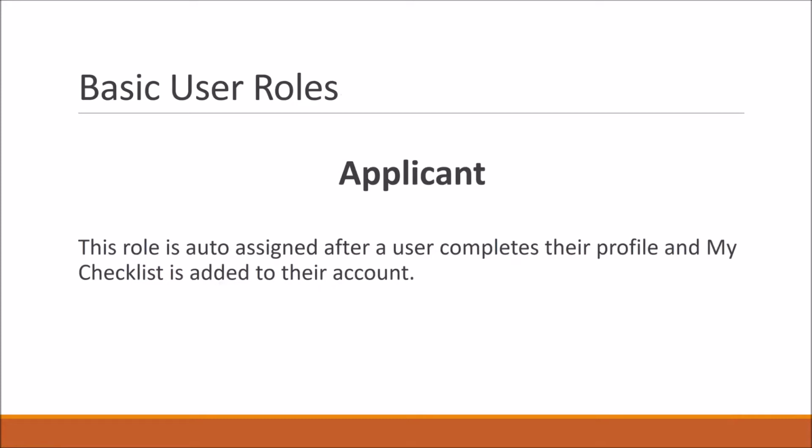They get an automatic email message letting them know that they've completed their profile and that they've got a checklist added to their account. Any special instructions that the district put in that message get included. That applicant now shows up under applicant search, so anybody who has access to that screen can search for that type of applicant or locate them, all that fun stuff.